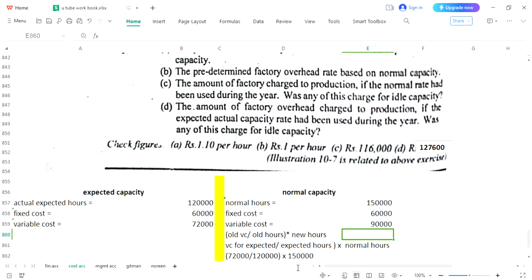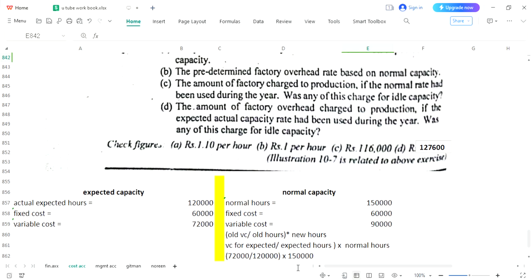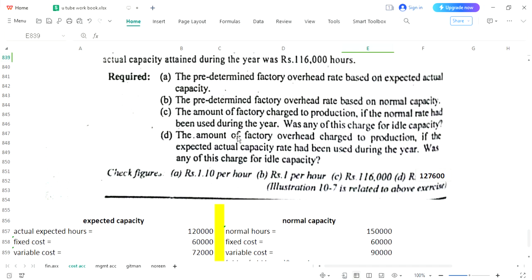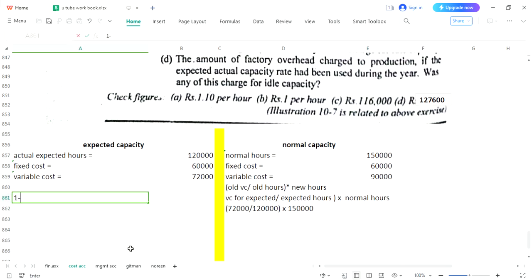So we have everything completed for expected capacity and normal capacity: hours, fixed cost, variable cost for expected, and hours, fixed cost and variable cost for normal capacity. Let's see what the first requirement is saying to us. Predetermined FH rate based on actual capacity, expected actual capacity. So here we will be calculating. The first requirement is to calculate the total applied FH rate.